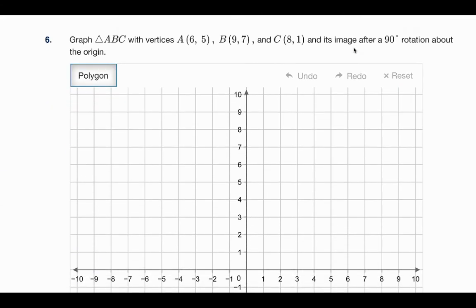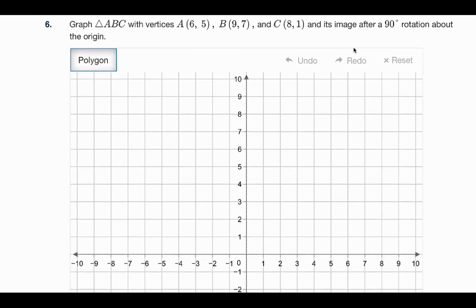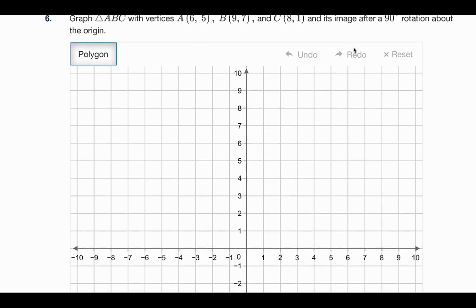Number 6, let's graph triangle ABC with vertices A at (6, 5), B at (9, 7), C at (8, 1), and its image after a 90-degree rotation about the origin. So we are going to graph our A, B, and C. We're going to have 6 and 5, so I'm going to go over 6 and up 5. That will become our A.